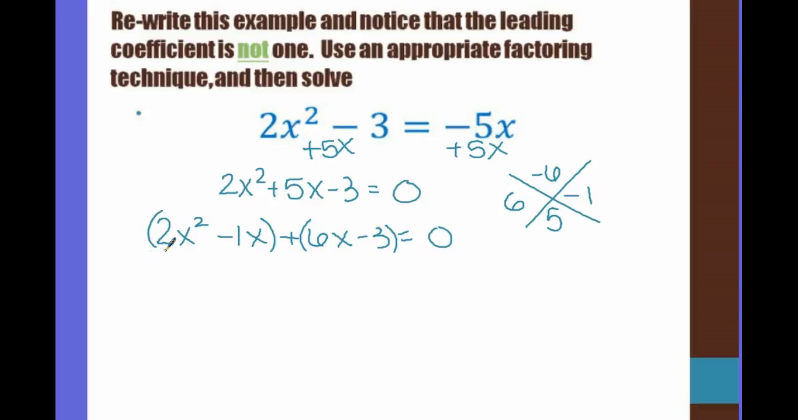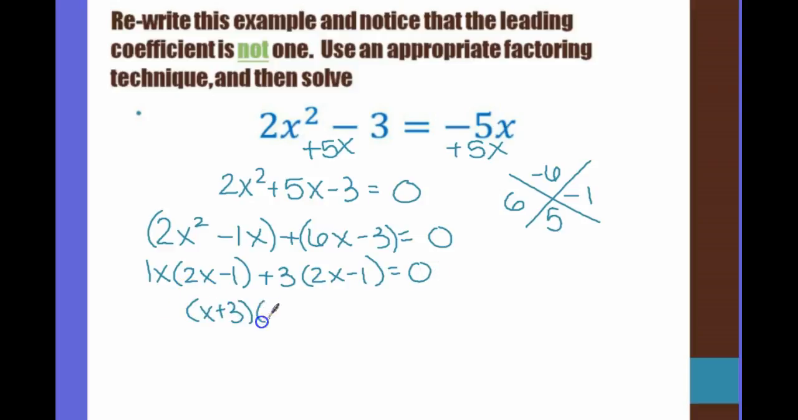Well, what if they're both positive or both negative? Yeah, it doesn't matter. Pull out a 1x, leaving 2x minus 1. Pull out a 3, leaving 2x minus 1. So you get x plus 3, 2x minus 1. Now you set each equal to 0. Wait, how do we get the x plus 3 from the outside? Oh, okay.